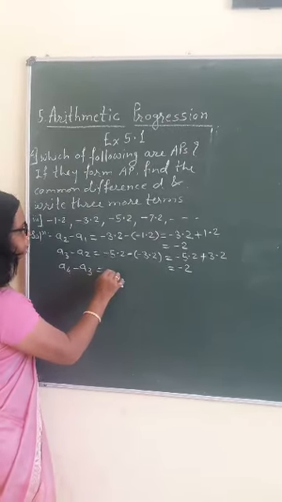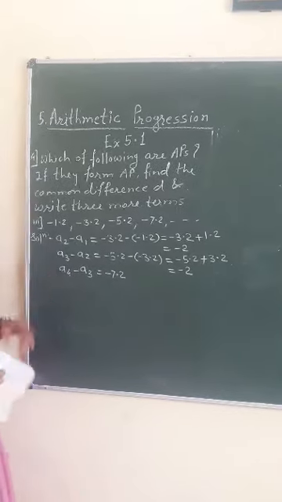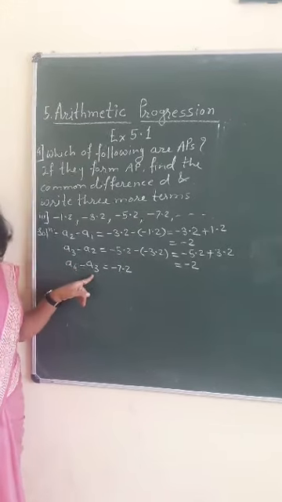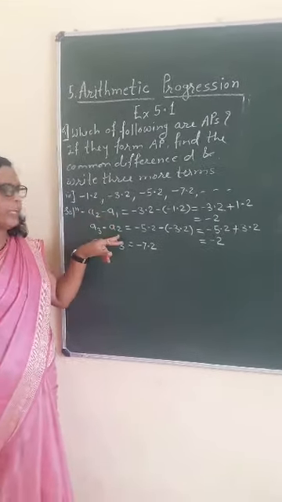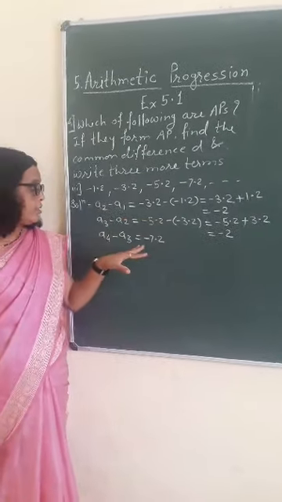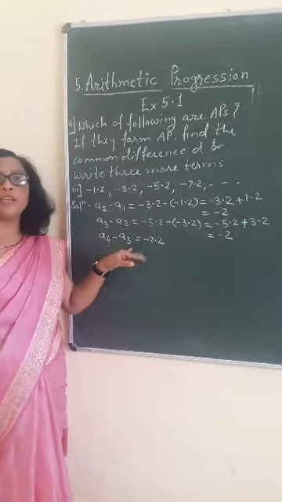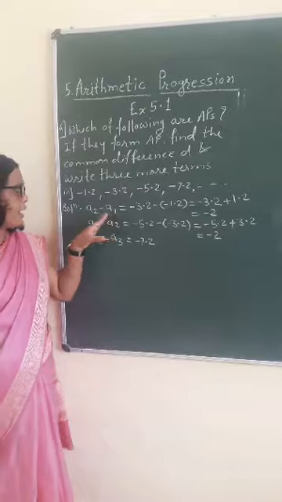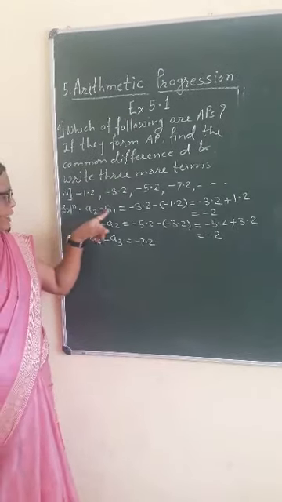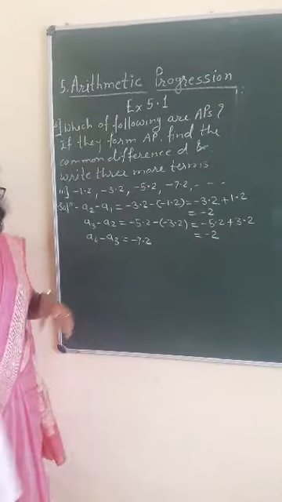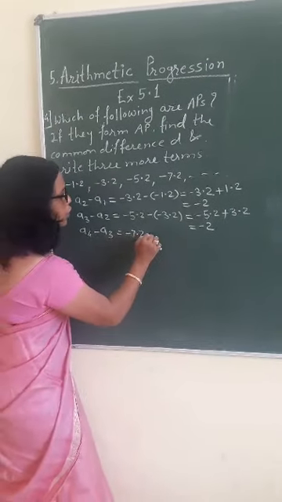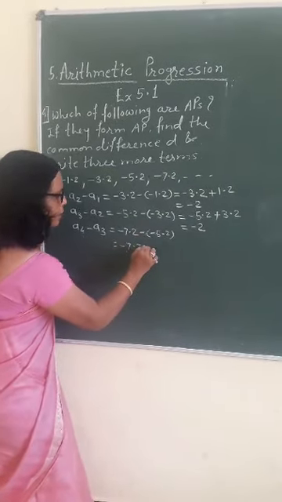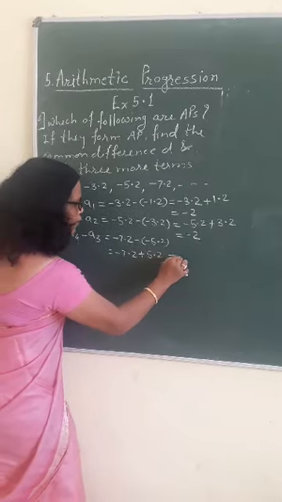Again A4 minus A3, minus 7 by 2. Actually no need to find the third one, but sometimes in the first two cases we get the same and in the third case, A4 minus A3, we get a different value. That's why at least we have to find d 3 times: A2 minus A1, A3 minus A2, A4 minus A3. Minus 7 by 2 minus of minus 5 by 2. What we will get? Minus 7 by 2, minus of minus is plus 5 by 2. That's why we will get minus 1.